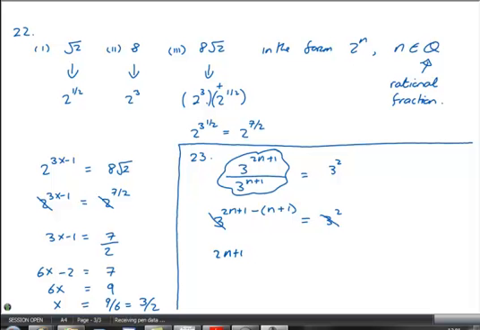So 2n plus 1. That minus has to multiply into both parts. So it's minus n minus 1 is equal to 2. So n equals 2, and that's your answer. And you can of course double check that.